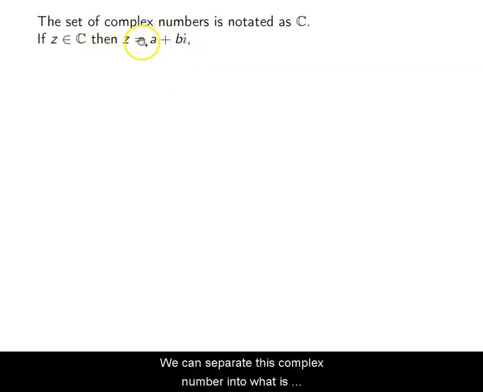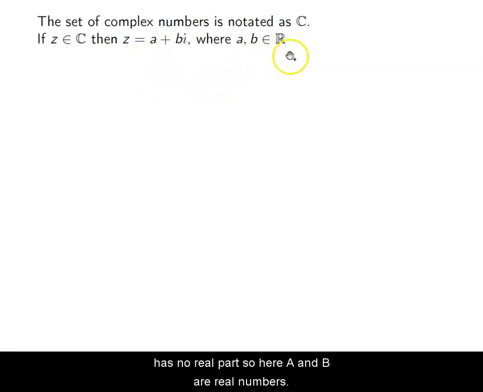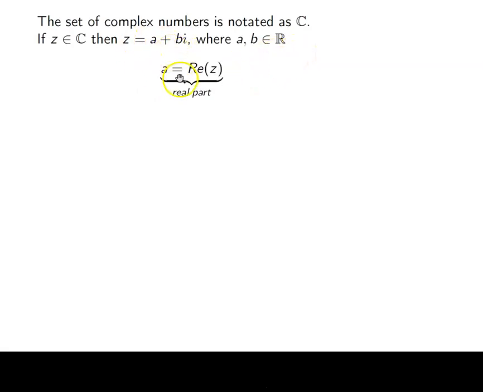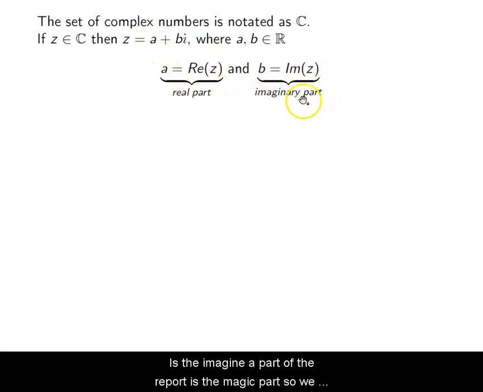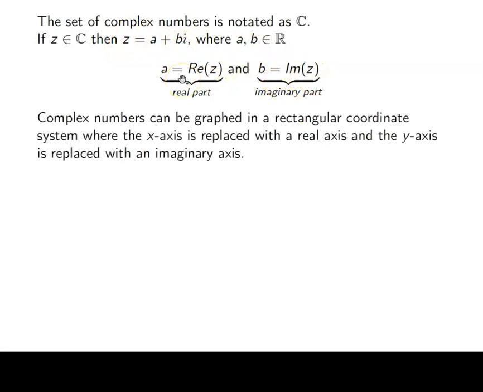We can separate this complex number into what is called the real part and the imaginary part, right? So the real part has no imaginary portion and the imaginary portion has no real part. So here A and B are real numbers. RE of Z is the real part, and the real part is that value of A. IM of Z is the imaginary part. So again, A is the real part, B is the imaginary part. So we distinguish this as the real part of our value Z and our imaginary part of our value Z.